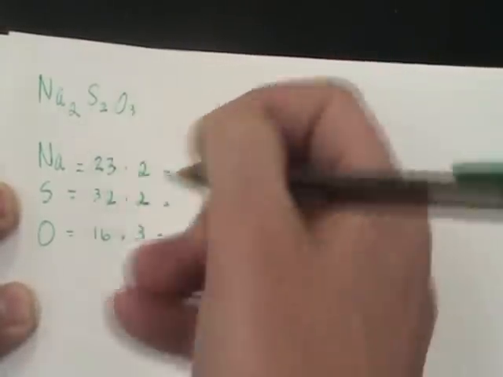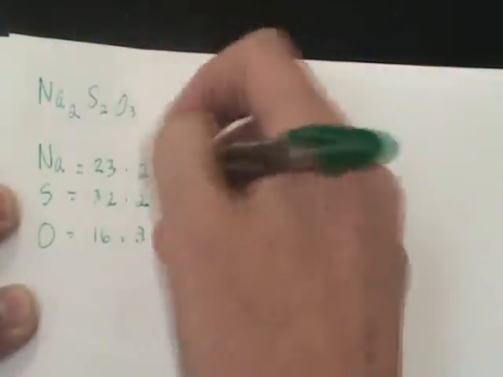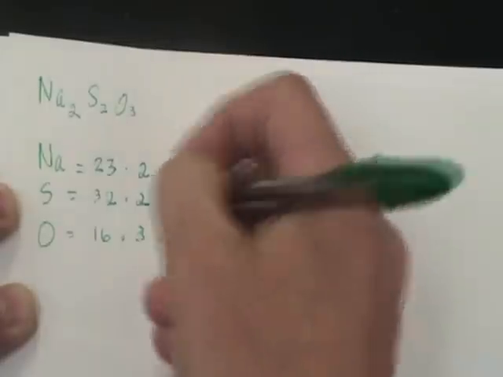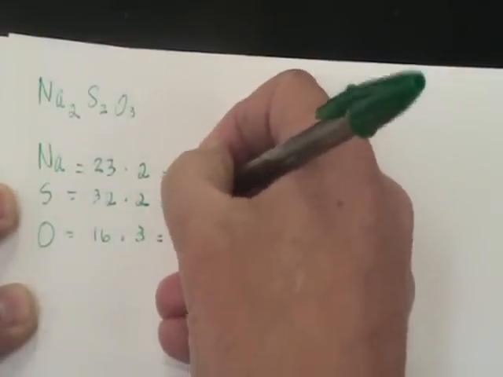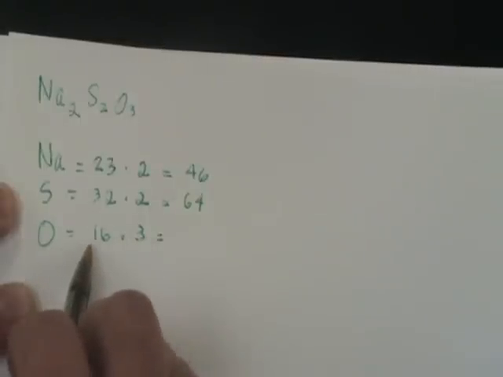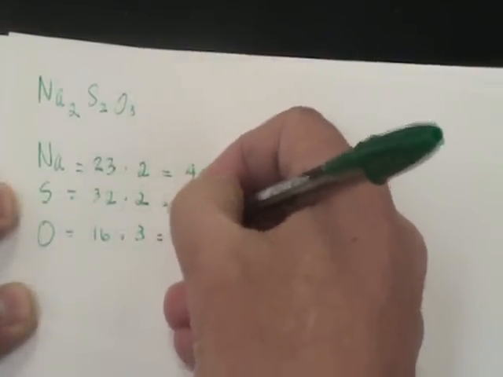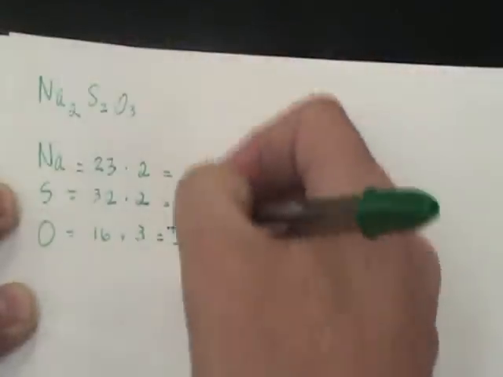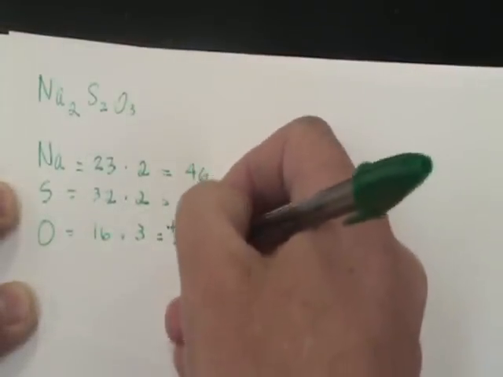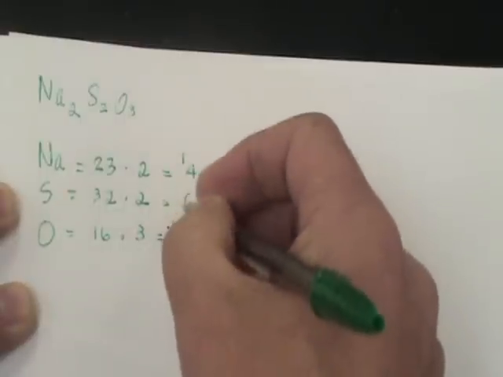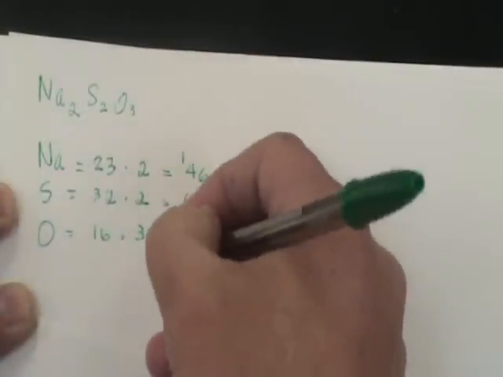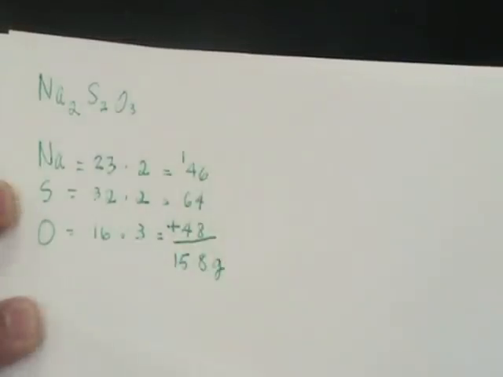Now we're just using our calculators, so 23 times 2, that's 46. 32 times 2 is 64. And we have 16 times 3, that's 48. And your next step is we just have to add them up now. So that gives us 10, that's 18, carry 1, that's 7, 11, that's 158. And our unit is 158 grams.